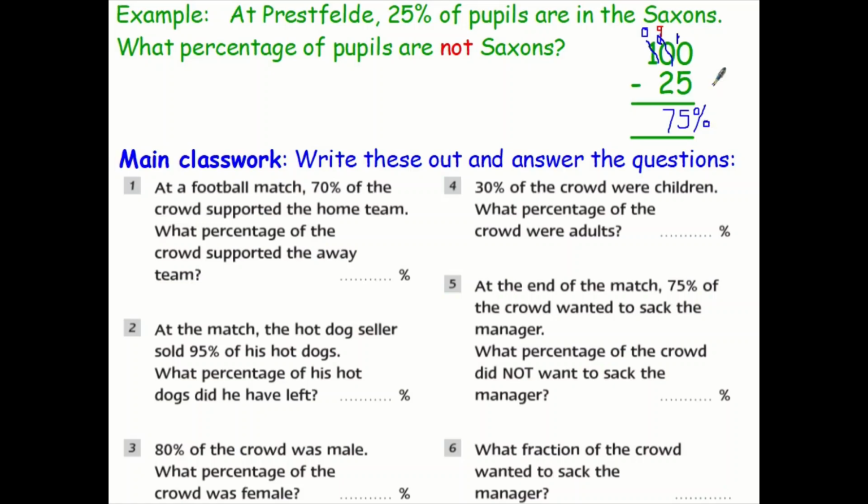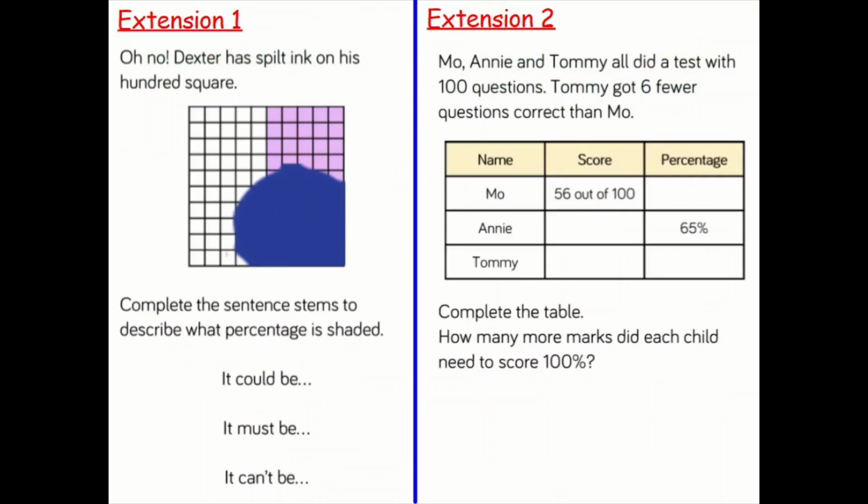Okay, so percentages means out of 100, so whatever percentage you're given in the question, you're going to do 100, take away that, and that is what percentage are left. Okay, percentages must add up to 100. So write these out in your exercise book and answer the questions. If you finish that and you've still got some time left, or you want an extra challenge, have a go at these 2 extension questions.